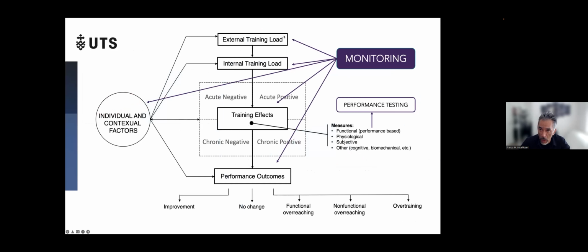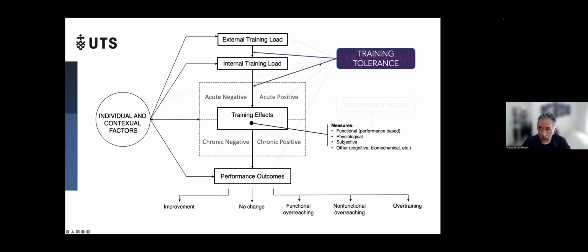Of course, if you are just monitoring external and internal load, if you use a framework, you are missing some pieces of the process. And this is not per se a problem. This is just to remind you that you are measuring only a few aspects of the training process. The advantage of having measures of external and internal training effects is that you can try to estimate other aspects of training, something that we call training tolerance.